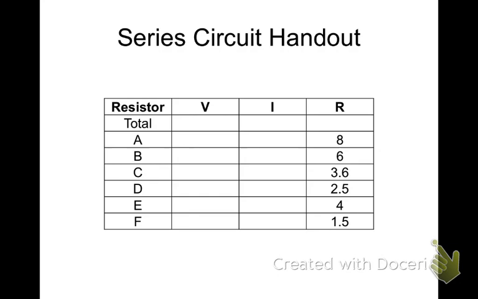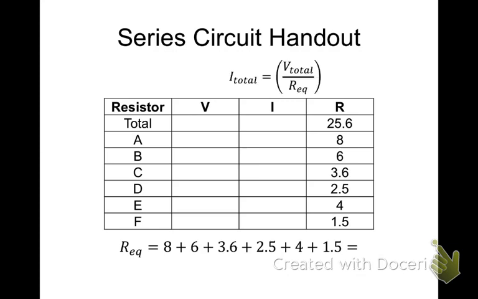Okay, so if I'm solving for resistance, the way I'm going to do this is sum all the resistors together. I just add them all up, and that gives me 25.6 total ohms of resistance in the entire circuit. Now, I know that I have 64 volts of total voltage dropped across 25.6 ohms of total resistance. So V over R will give me I. That's 2.5.